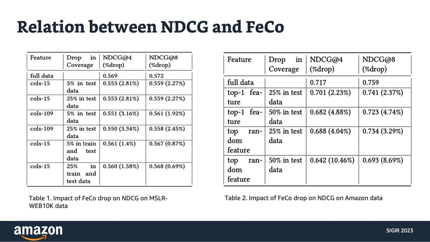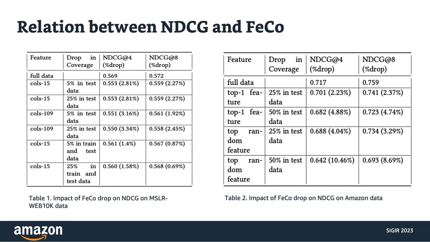We further dropped the FICO score of the same feature by 25% in the test data set and observed the IndiCG at 4 to reduce by 2.8% and IndiCG at 8 to reduce by 2.27%. We did a similar thing with the column 109 feature.